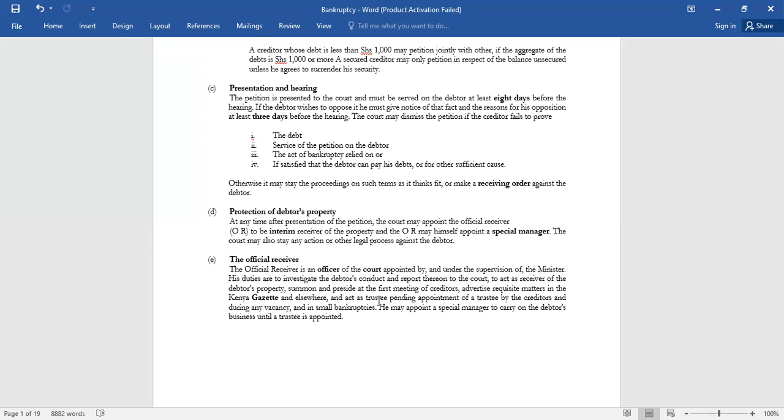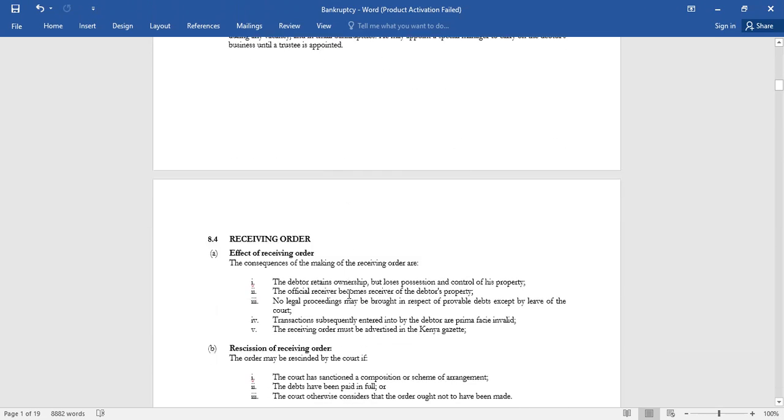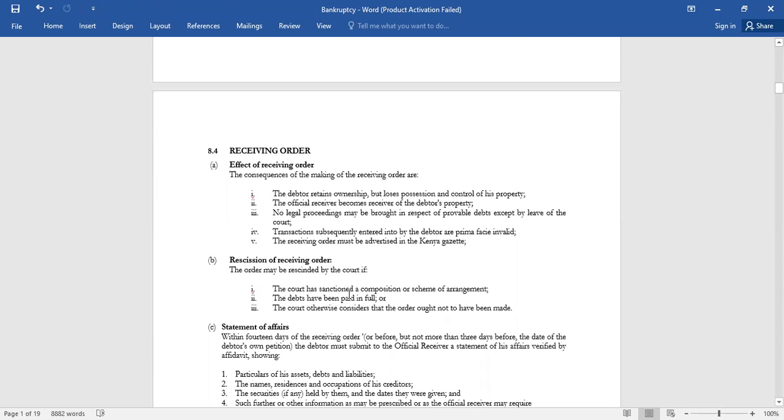So as we indicated, there is an appointee of the minister. So you can imagine how serious the resources tied to this person are, especially if the debt was small. That's why we are saying that they may go ahead and have a special manager to carry on the debtor's business until a trustee is appointed. That is much accepted. Now we go to the receiving order.